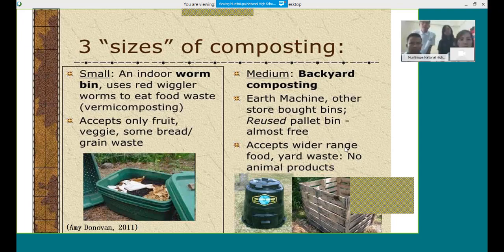Second is the medium one, the bulk composting. Earth machine, other forms of bins, reused pallet bins, almost free. It accepts a wider range of food and yard waste, but no animal products. So that's it. You can even use recycled materials in coming up with compost bins. You can use reused pallet bins or other plastic containers that are readily available.